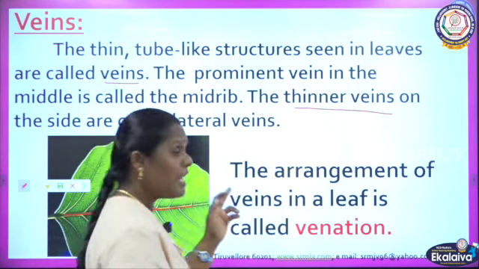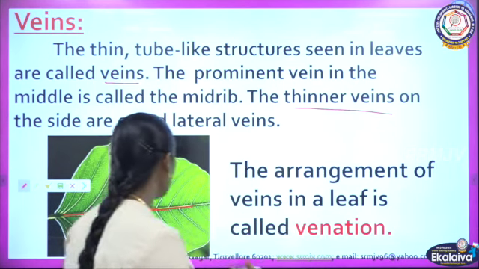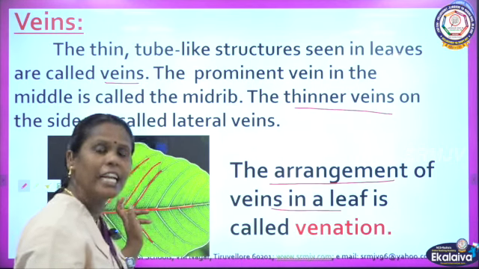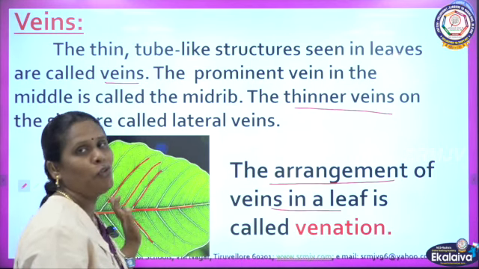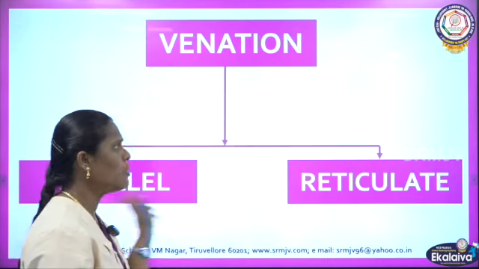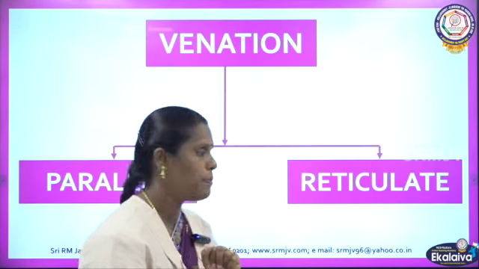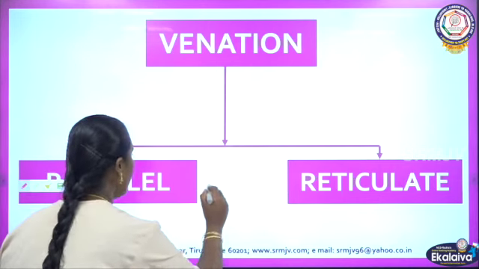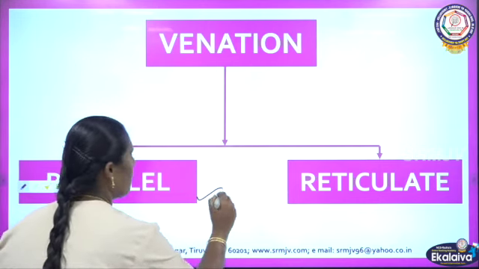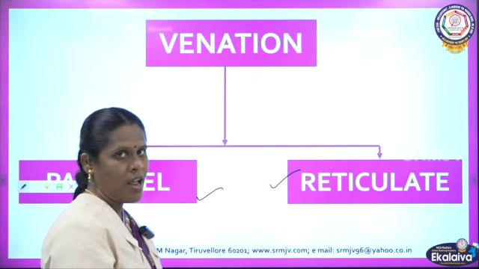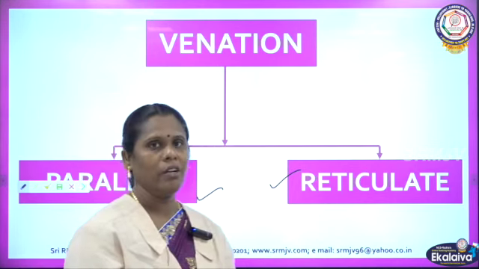Okay children. Next, the arrangement of veins. The arrangement of veins in a leaf is called venation. See, venation is of two types: parallel venation and reticulate venation. Let's see one by one.